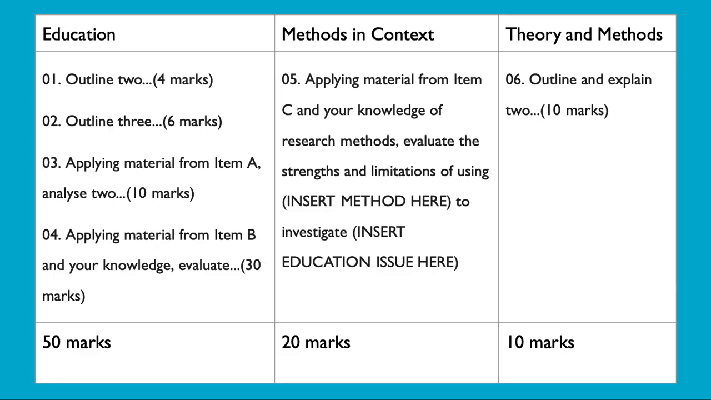You must answer all of the 6 questions on paper 1, and they will be on these 3 areas. As you can see, questions 1 to 4 will be on education and are worth 50 of the 80 marks available. Question 5 on methods in context worth 20 marks, and there will be one question, number 6, on theory and methods that is worth 10 marks. You also have an overview of the question command words here as well.